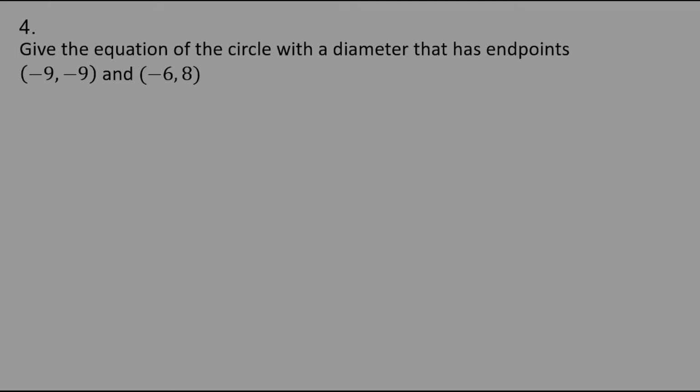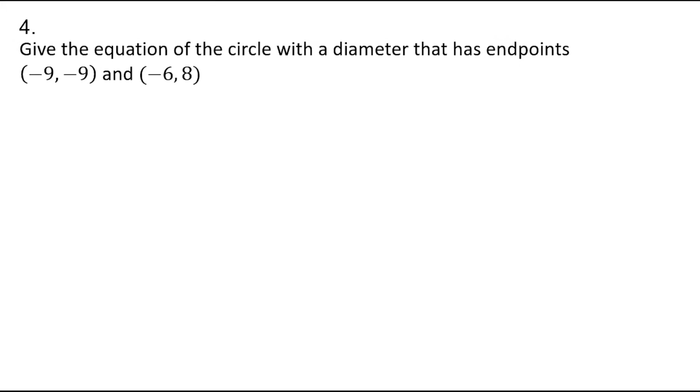Okay, so in this problem we're asked to give the equation of the circle with a diameter that has endpoints at (-9, -9) and (-6, 8). So the first thing is, let's make sure you understand what the standard equation of a circle is: (x - h)² + (y - k)² = r².